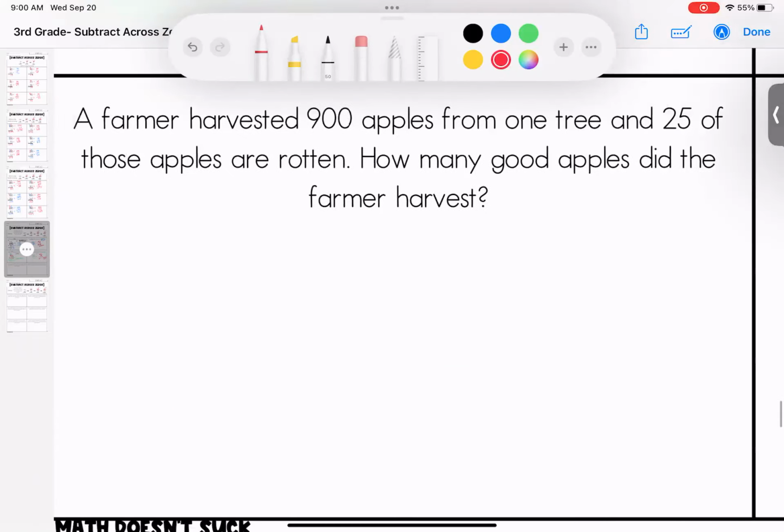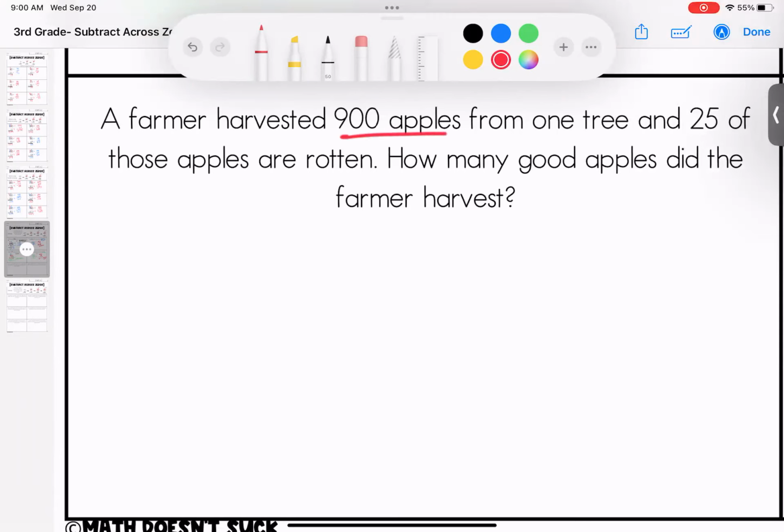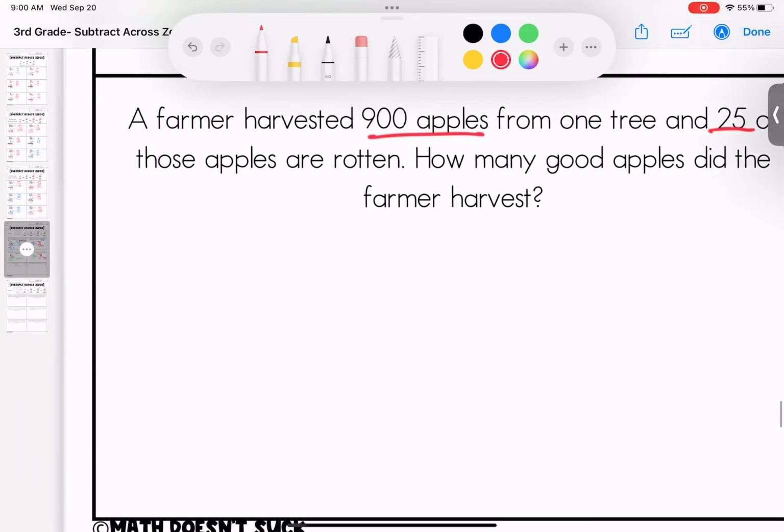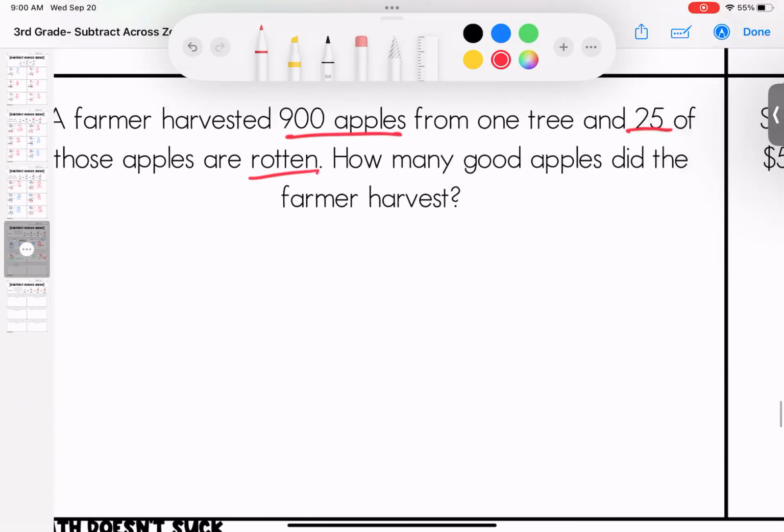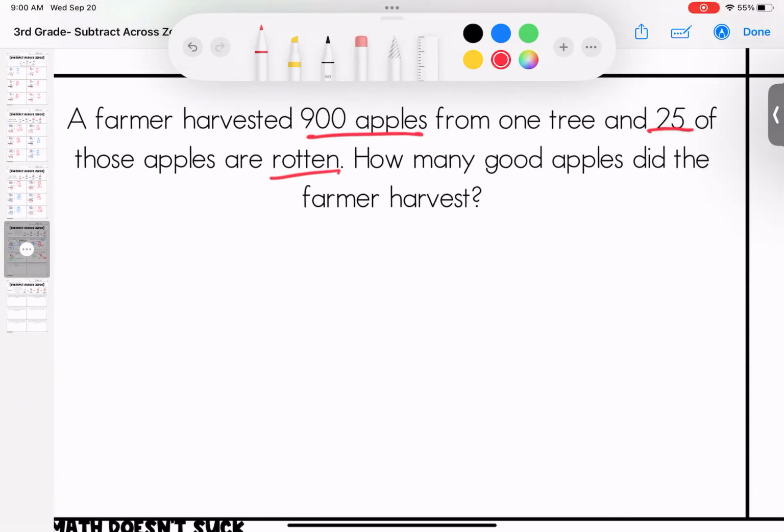All right, last two. A farmer harvested 900 apples from one tree, and 25 of those apples are rotten. How many good apples did the farmer harvest? So we've harvested 900 apples, but 25 are rotten, which means they are not good. We cannot sell them. I want to see how many are good.